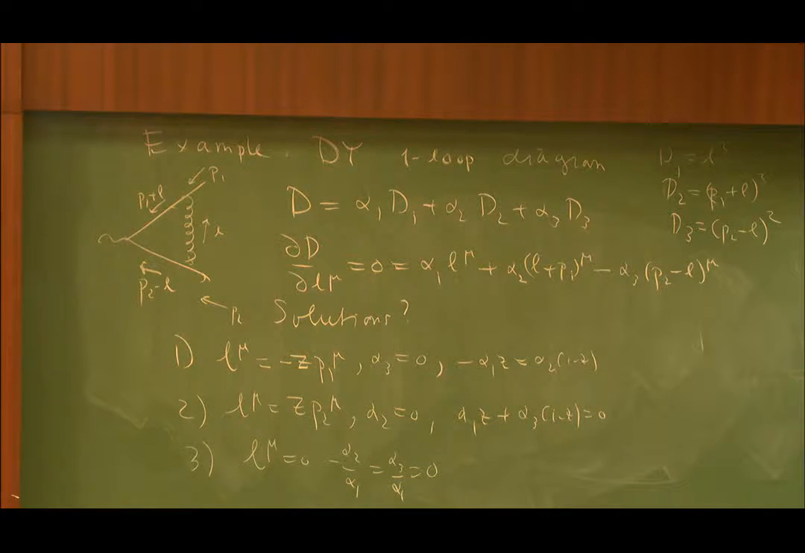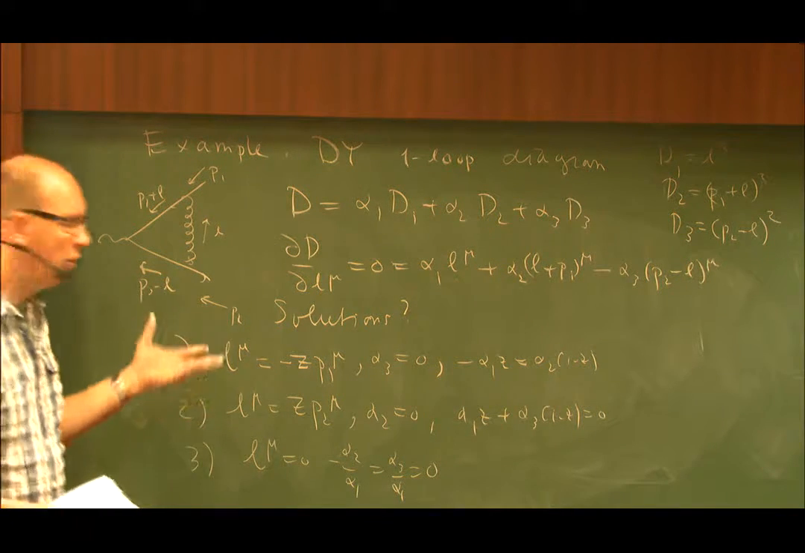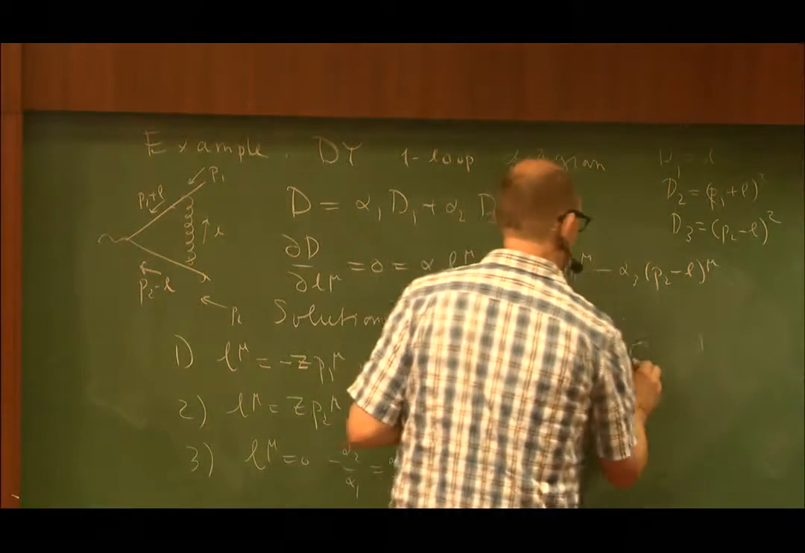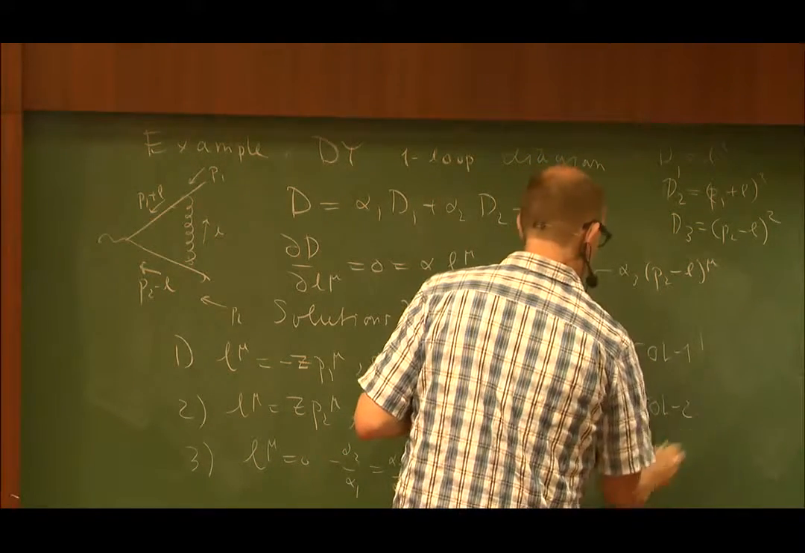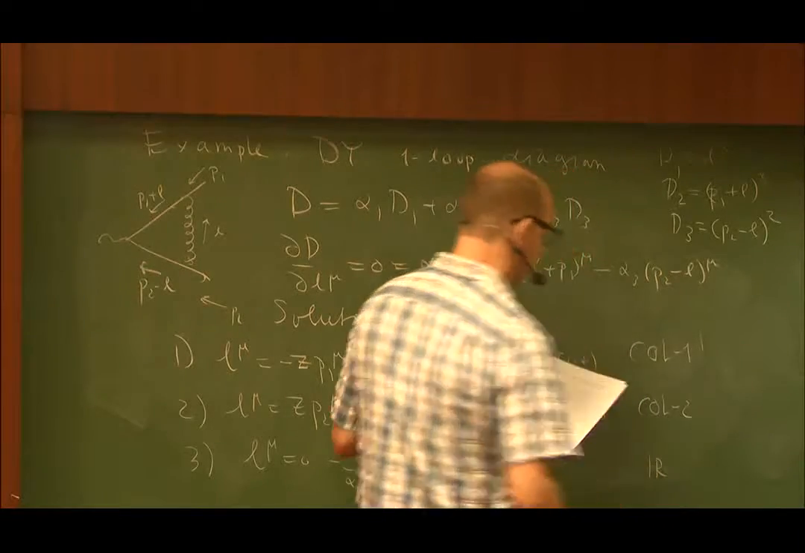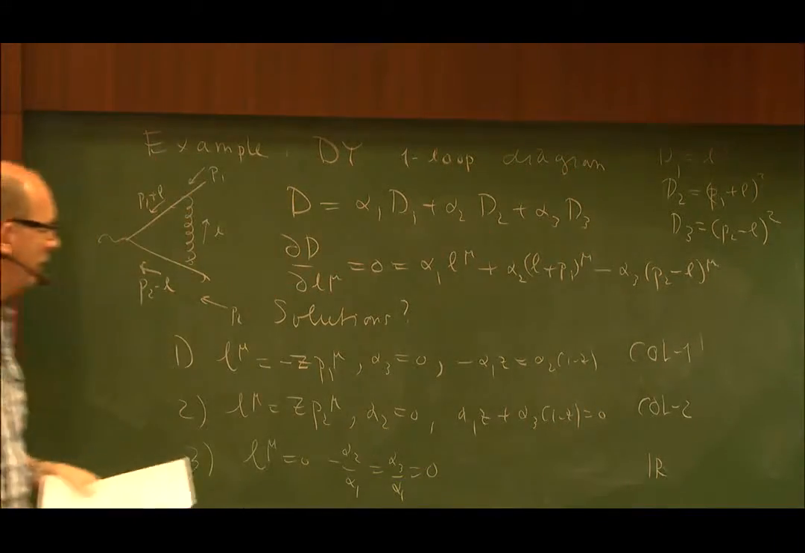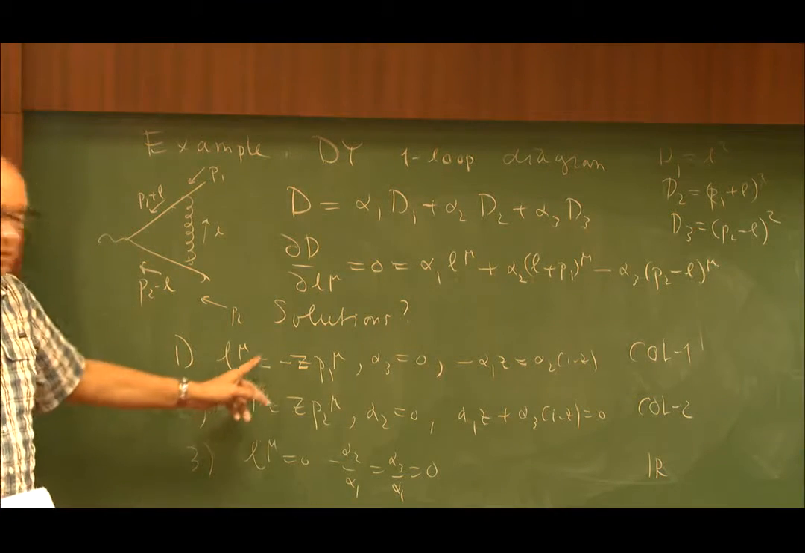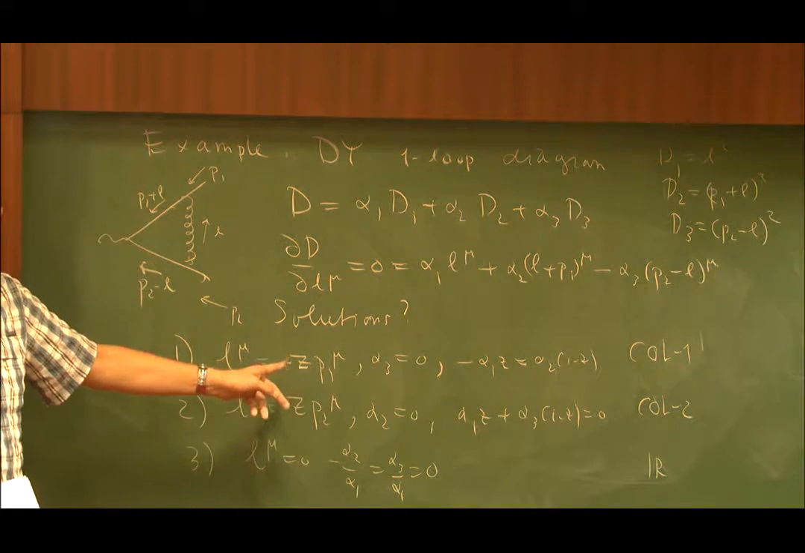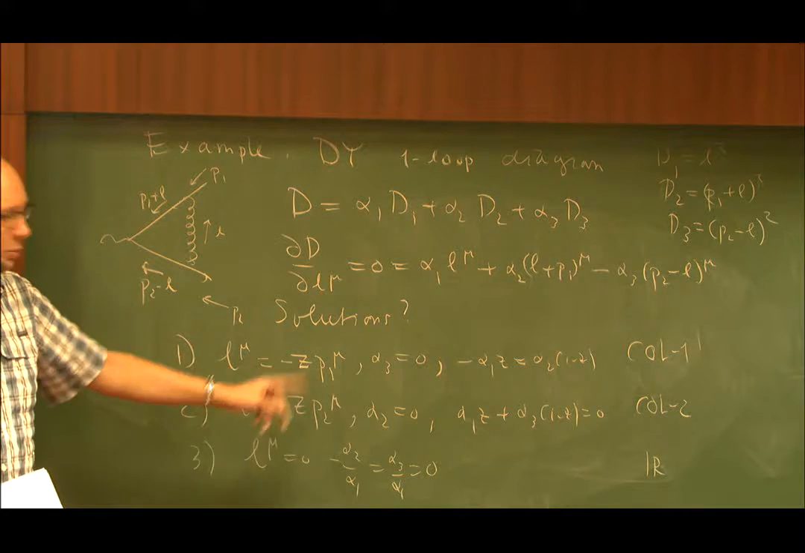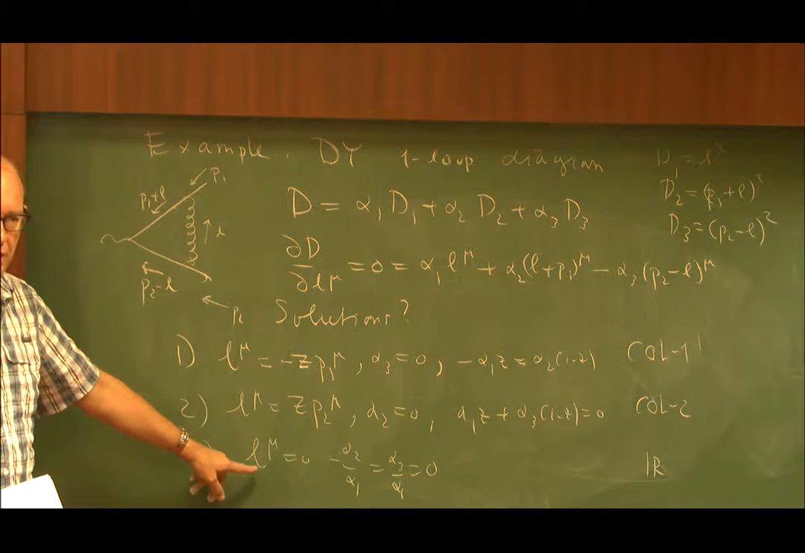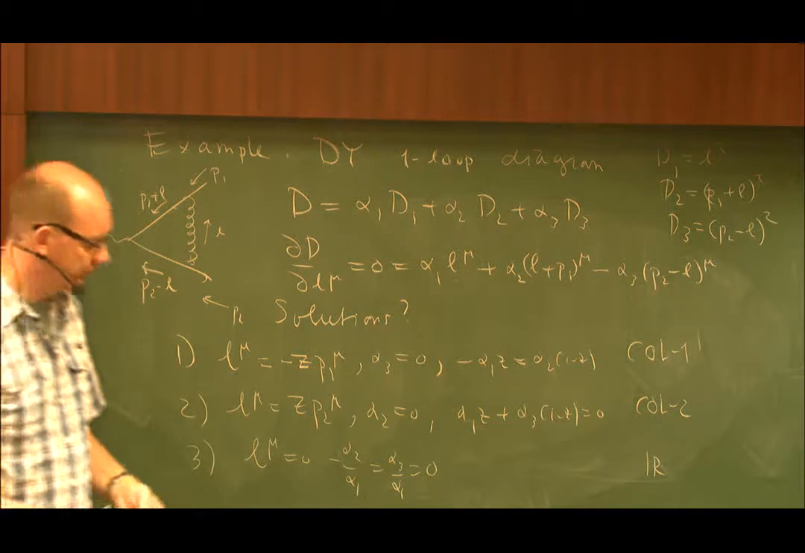These are nice solutions, and you can immediately see also a bit of what they look like. This is a collinear solution. It's called collinear 1, collinear 2, and this is the IR or the soft solution. Collinear means that the momentum is not necessarily 0 in all its components. It's just very, very parallel to one of the incoming or outgoing momenta. And this one really has 0 in all 4 components.